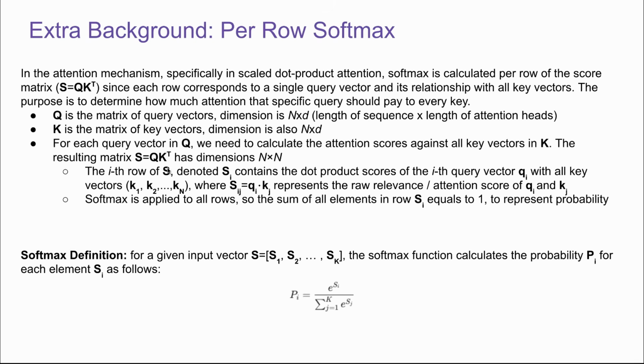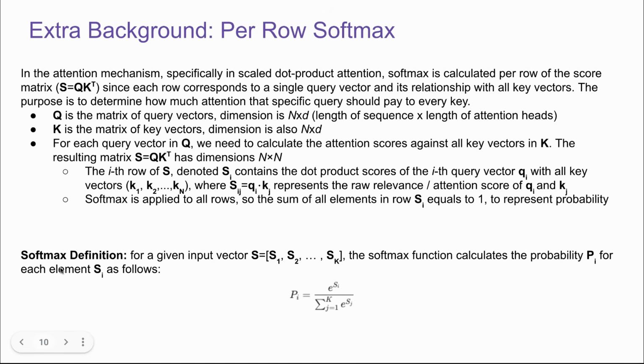And in the matrix S, the ith row Si contains the dot product scores of the ith query vector Qi with all key vectors from K1, K2 all the way to Kn, where Sij equals Qi multiplied by Kj. This represents the raw relevance or attention score of Qi and Kj, which is the ith query and the jth key. So softmax is applied to all rows, and the sum of all elements in a single row equals 1, representing the probability.